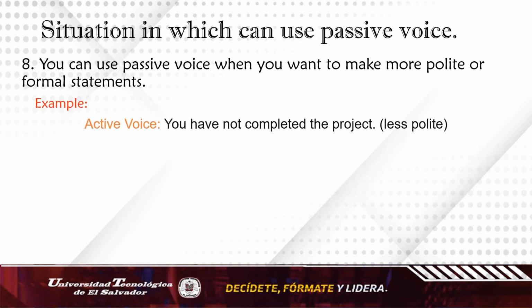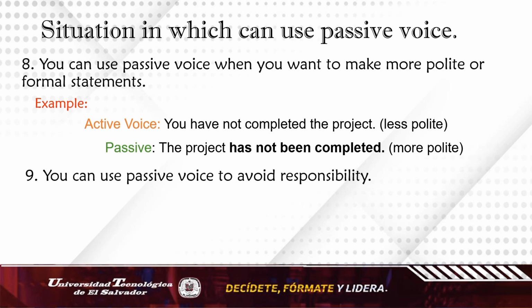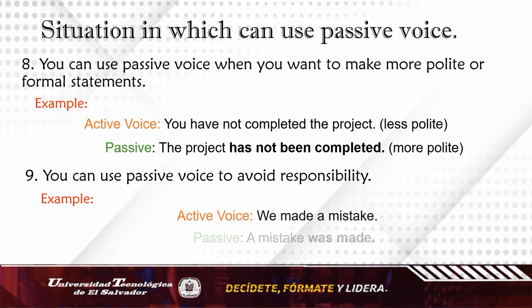For example, in active voice, the sentence you have not completed the project sounds less polite. Instead, we can change to passive and it could be, the project has not been completed, and in this way it sounds more polite. 9. You can use passive voice to avoid responsibility. For example, in active voice would be, we made a mistake, but to avoid the responsibility, change to passive and it could be a mistake was made.